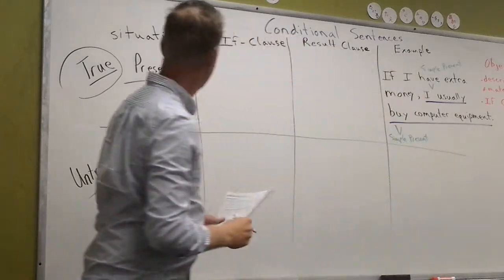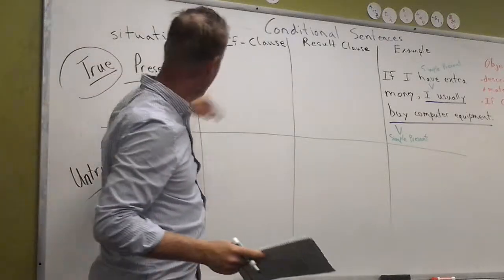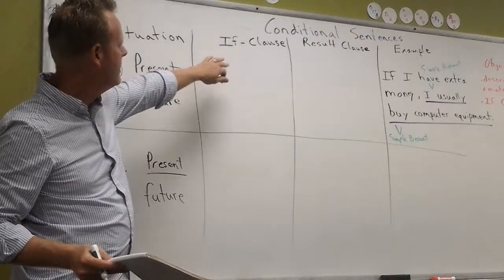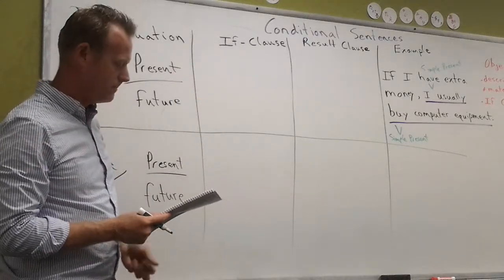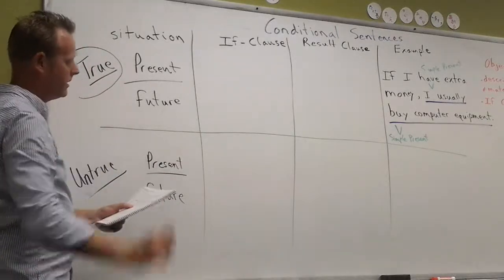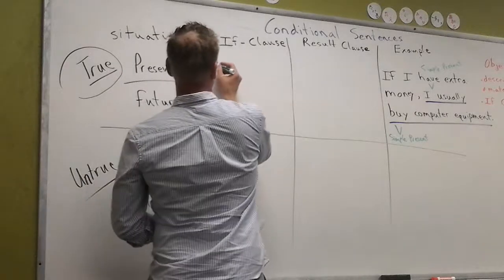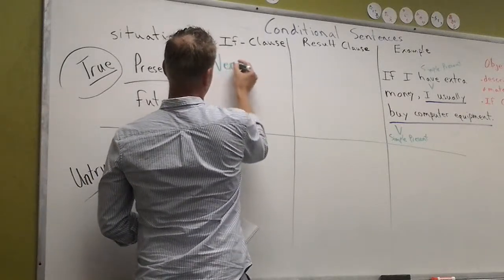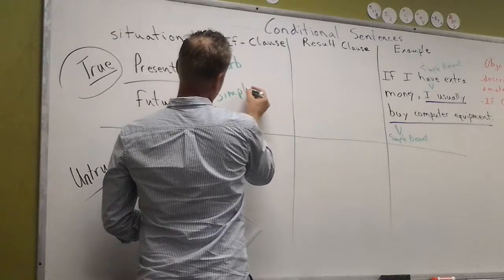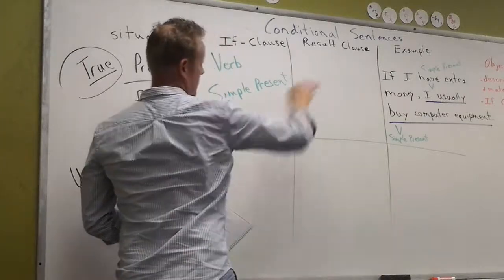So now, looking at our chart, let's figure out which one of these we're talking about, because I didn't actually look at it before I wrote it up there. In the if clause, what tense does it need to be in order for it to be true? The if clause needs to be what verb tense? Simple present. Good. The verb must be simple present. Is it simple present?